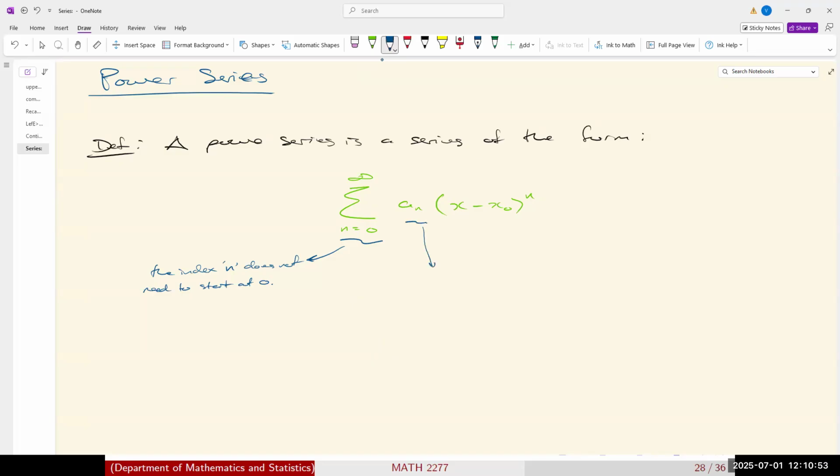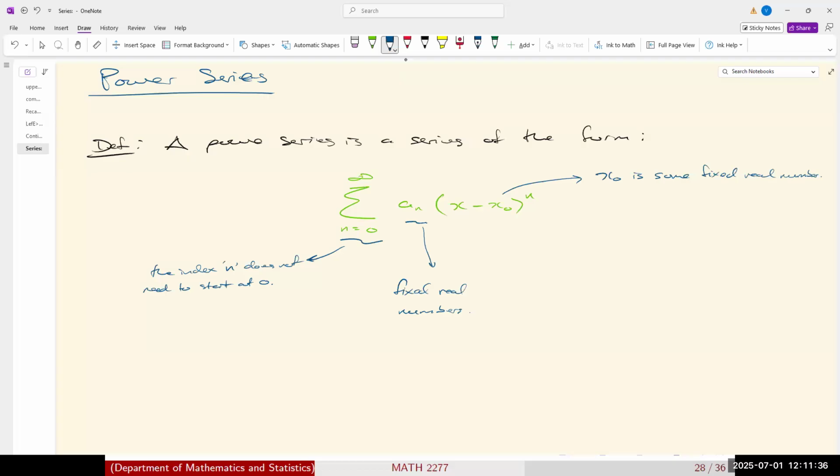These a_n are real numbers. So maybe I should say fixed real numbers. Of course, it's real numbers for us because we are only focusing on real numbers for this course. Of course, the index n changes. x0 is some fixed real number, and it's called the center.